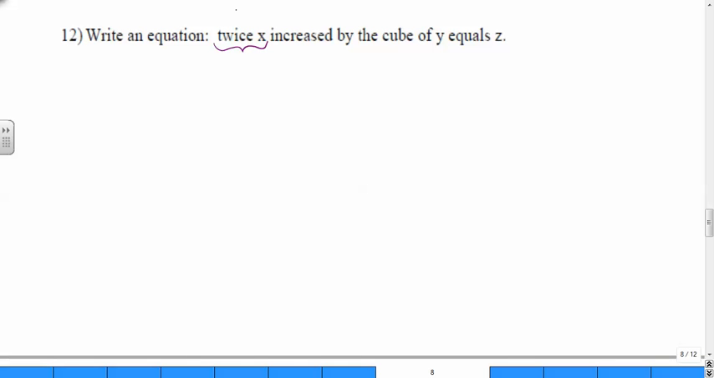Well, twice stands for what? 2 times, right? 2x. Increased by. When we talk about increased, we said more. We say adding something to it, right? And the operation would be plus. By what? The cube of what? Of y. Cube. Y to what power?